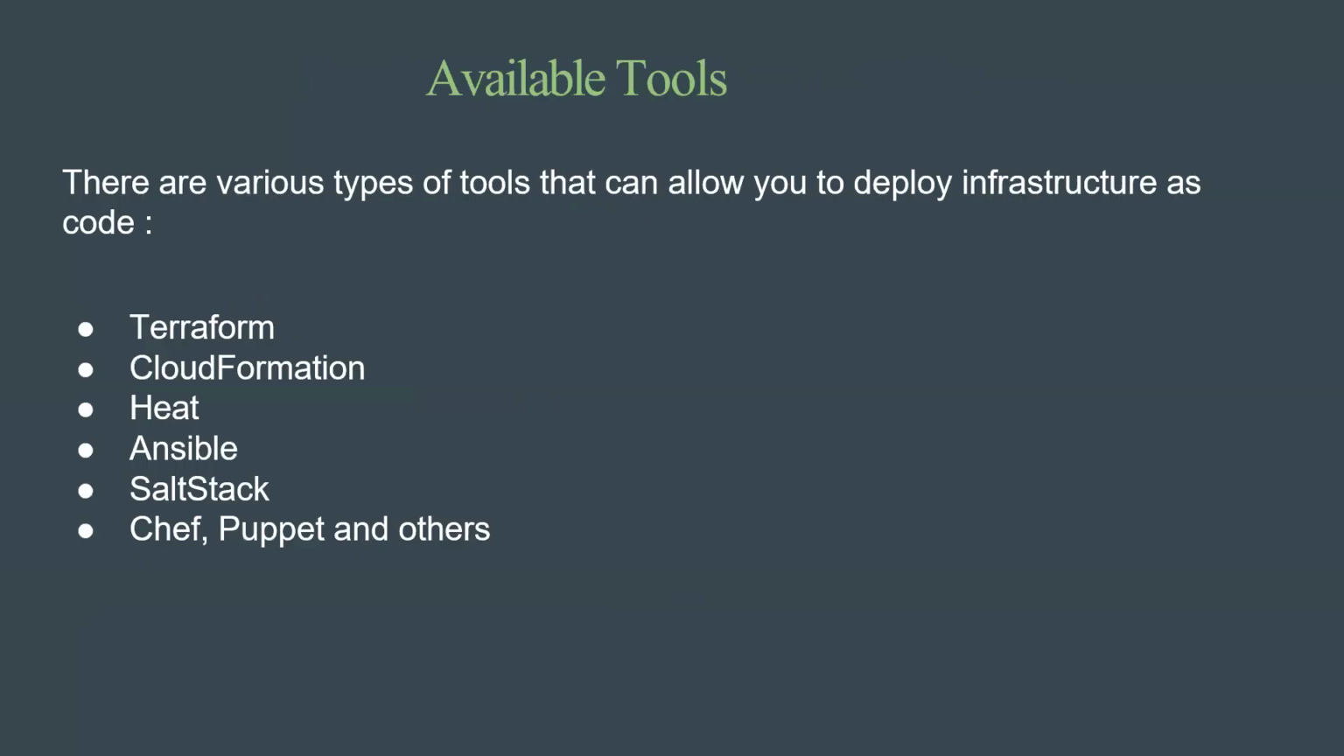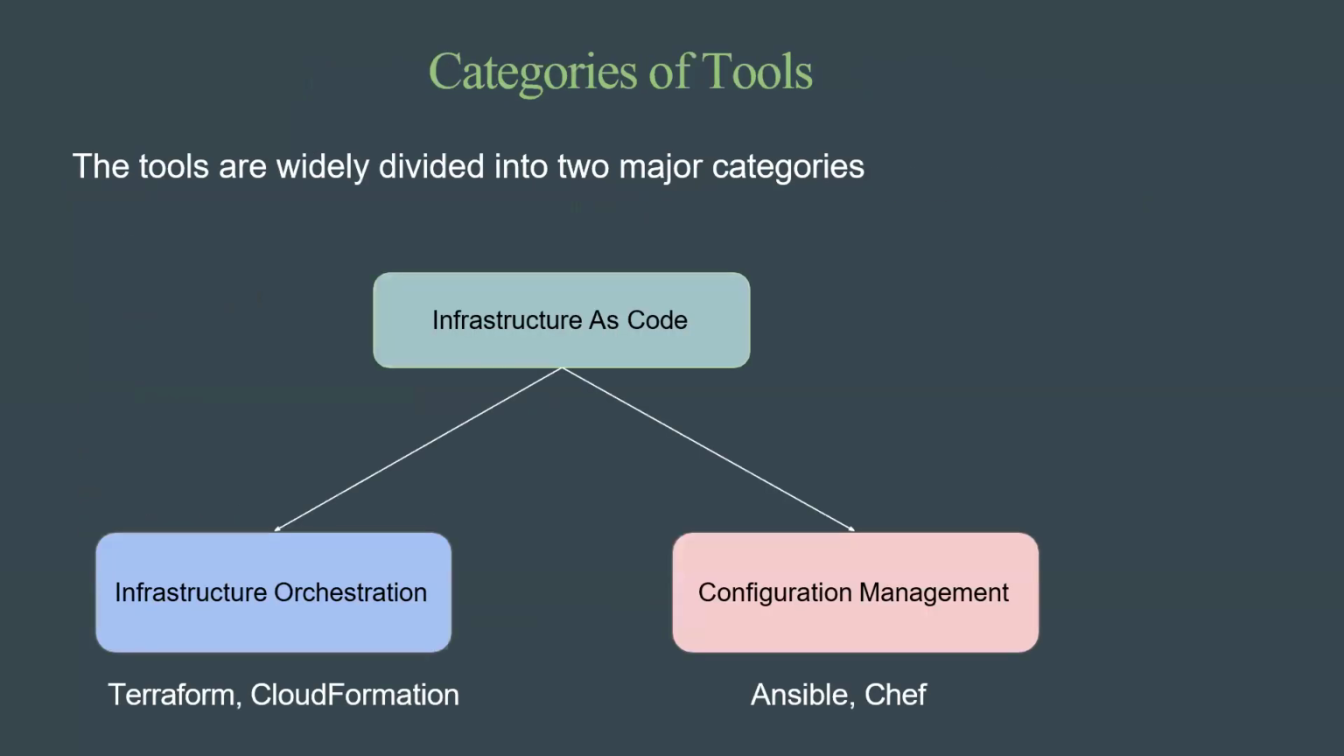Choosing the right IaC tool. There are various types of tools that allow you to deploy infrastructure as code: Terraform, CloudFormation, Heat, Ansible, SaltStack, Chef, Puppet, and others. The tools are widely divided into two major categories: infrastructure orchestration and configuration management. For infrastructure orchestration, we can use Terraform and CloudFormation, and for configuration management, we can use Ansible and Chef.